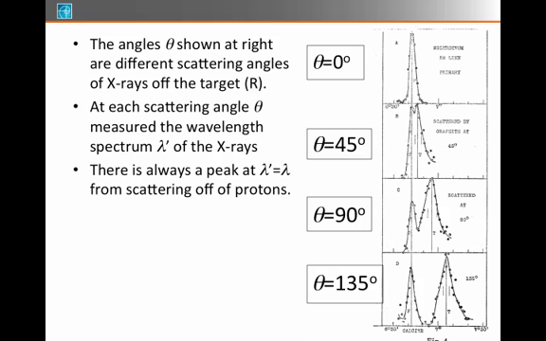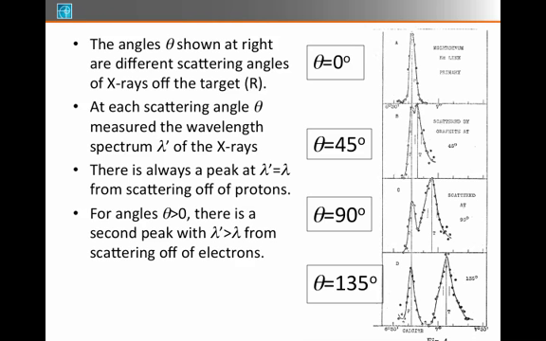Notice that there's always a peak at lambda prime equal to the original wavelength. So here's 0 degrees. Remember, there's no wavelength shift predicted for 0 degrees. And that peak is present in all the plots down below. In other words, there's always a peak in the scattered wavelengths equal to the original wavelength. That's just because scattering can also take place off of protons. And in the Compton formula, if the mass of the electron is substituted out for the mass of the proton, the wavelength shift is very small. But for all angles greater than 0 degrees, there's a second peak with lambda prime greater than lambda, and that's coming from scattering off of the electrons.